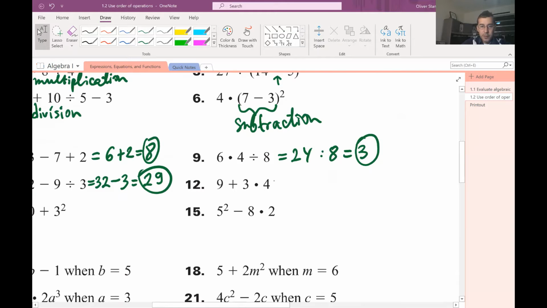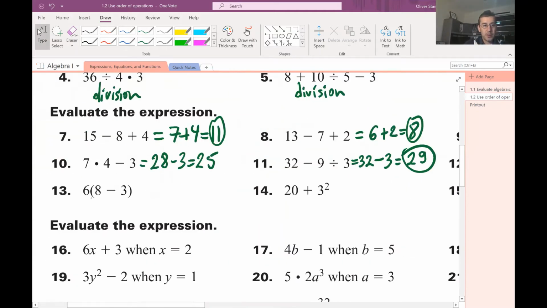Number 12, we have addition and multiplication. So multiplication, of course, will be done first. So we do 9 plus 3 times 4, which is 12. So this would be 21, right?